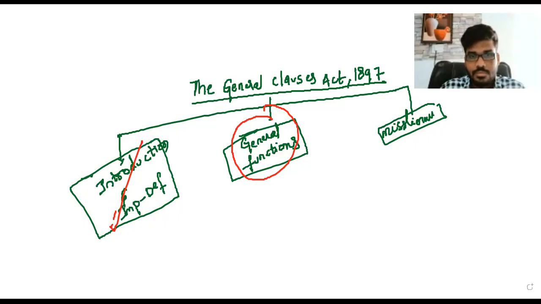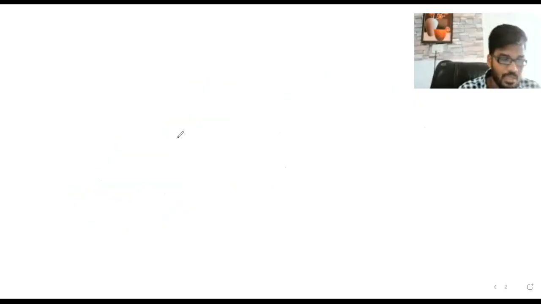Right. Okay. So listen. I'm giving some examples related to that. What are the important areas in the General Clauses Act? First of all, sir, the first word is computation of time.